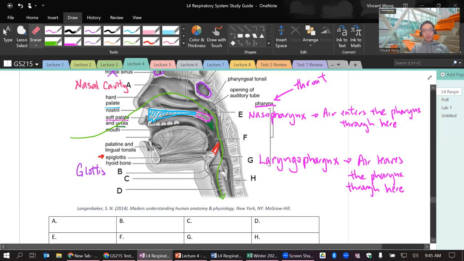Below the glottis is the larynx. That's where you will find your vocal cords. It allows you to make sound. Is the glottis a type of opening also? Yeah, glottis is a hole. It's not a physical structure. Yeah, that's right. It's an opening, yeah. And finally, over here, D, that is the trachea.